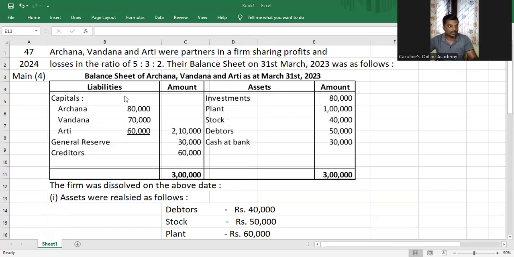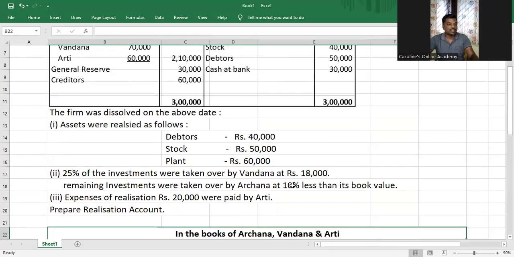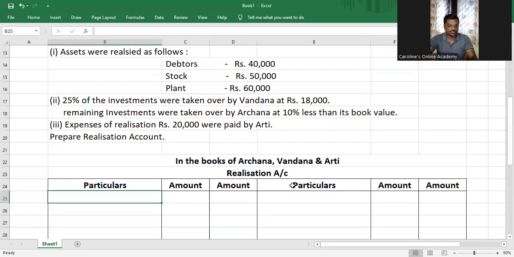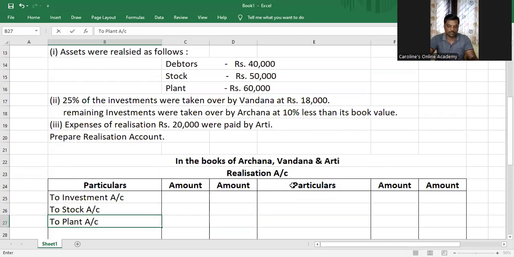So what do we have here? Transfer the assets. Now, to which side of realization account are we supposed to transfer the assets? To the debit side of realization account. To investment account, to stock account, to plant account, to debtors account.